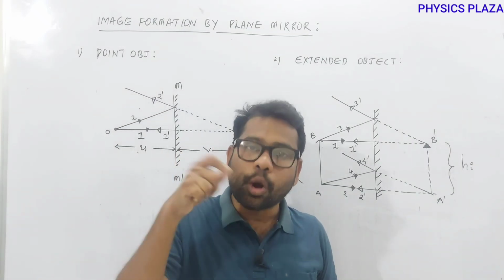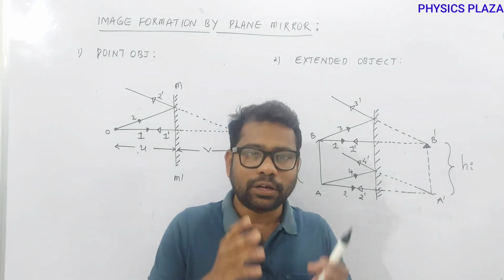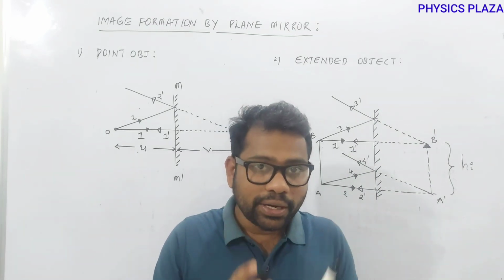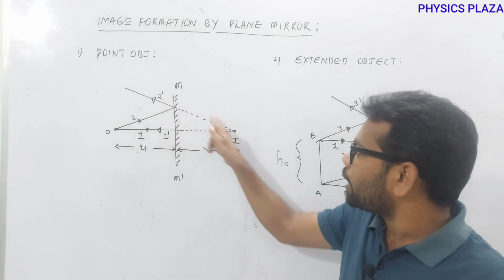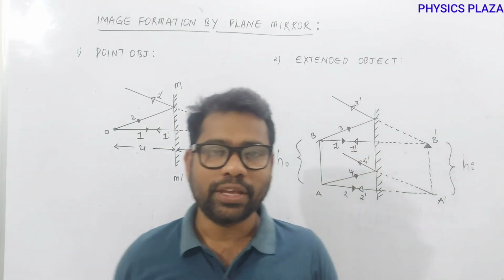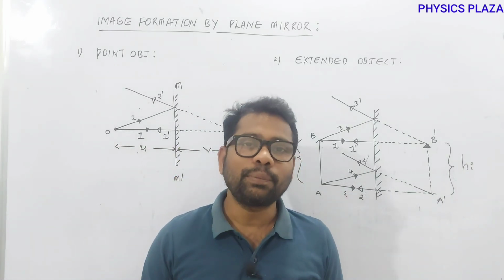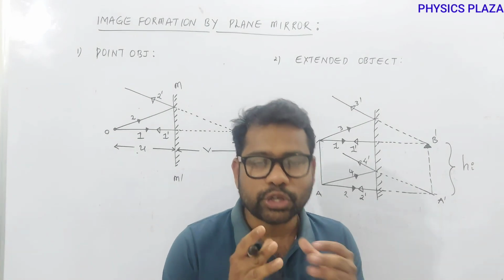The image which is obtained not because of actual meeting of reflected light rays. They are not meeting, but when they are extended back, they appear to meet. That image is called a virtual image. So in examination, they may ask you a question: what is the nature of the image formed by a plane mirror? It is, children, a virtual image.